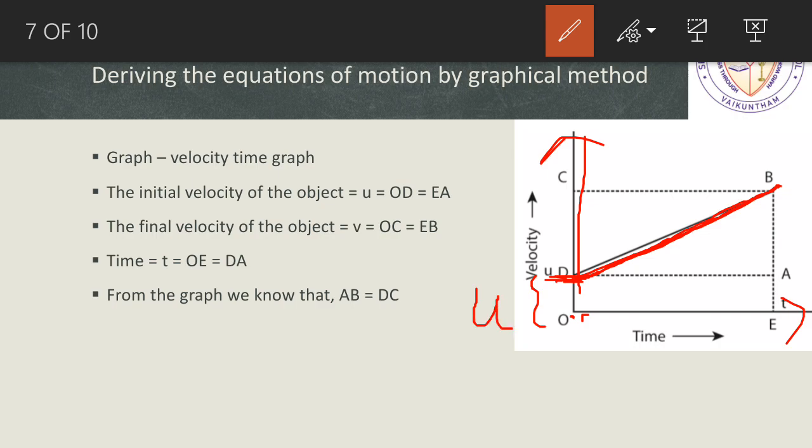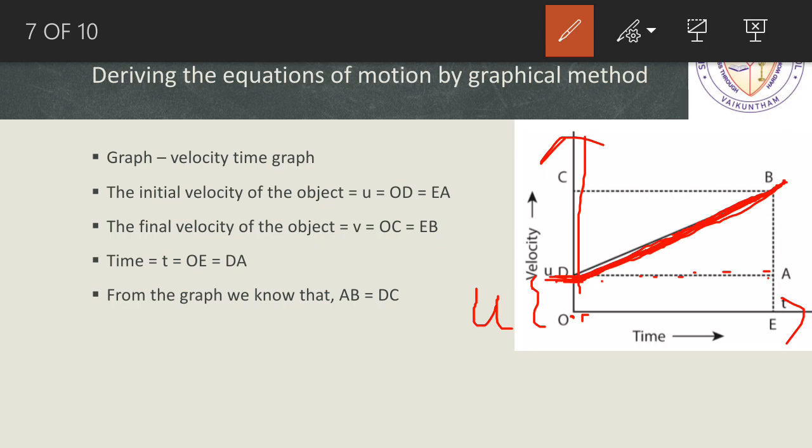After that, what is happening? The object is moving, which means the velocity is increasing. If the velocity had not increased, it would have given us a straight line like this. But the velocity is increasing as the time increases, so the graph is an increasing line.